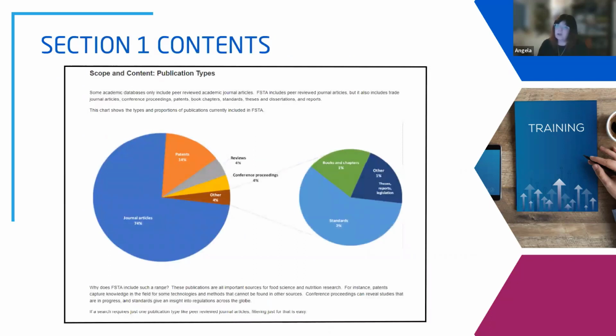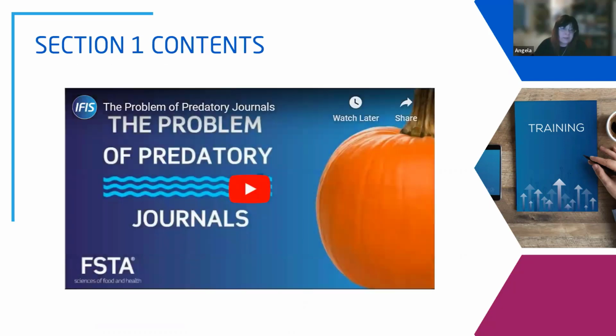So here's a screenshot of one of the pages from section 1. It details the publication types included within FSTA. It also explains that the content covered is from 1969 to the present. We also illustrate what isn't included within FSTA in section 1, namely predatory journals containing fake science.